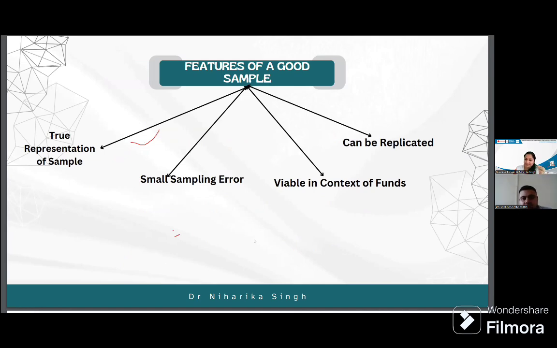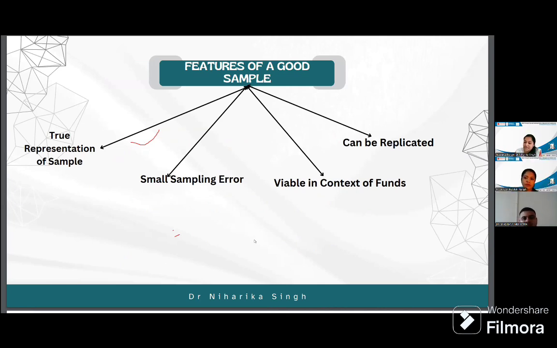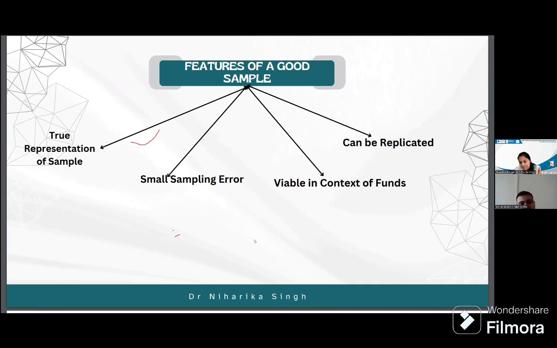Features of a good sample. It has to be true, because it has to be a true representation of the population. The sampling error coming out of it has to be extremely small. If it goes beyond 5, it says that the sample selected for the study is not accurately representative of the population, or the sampling technique is not correct, or there has been bias in selection of the sample.